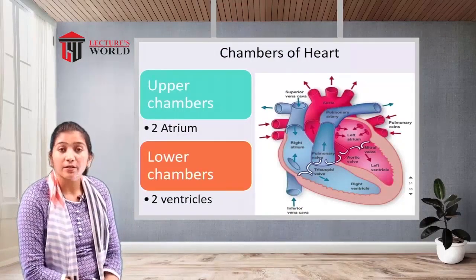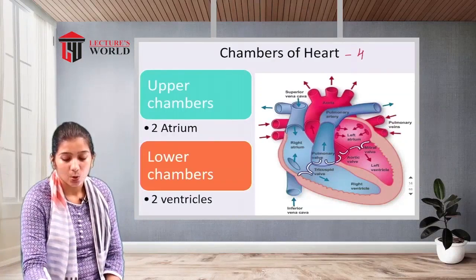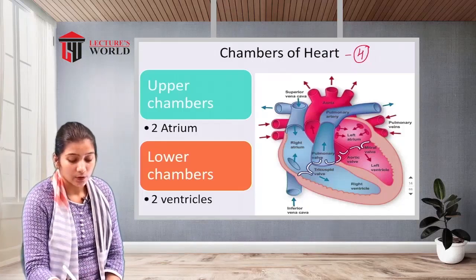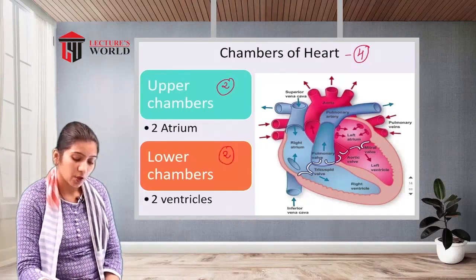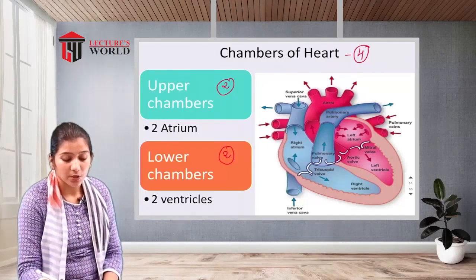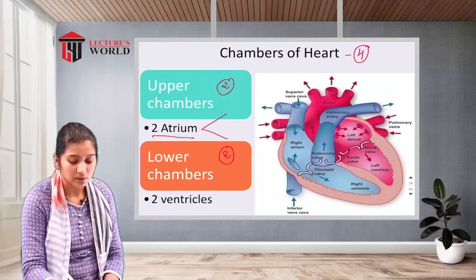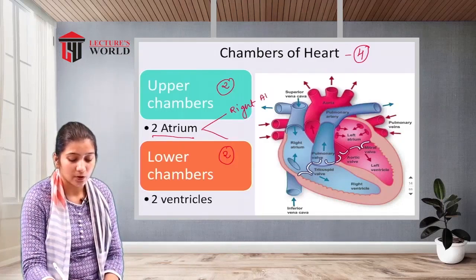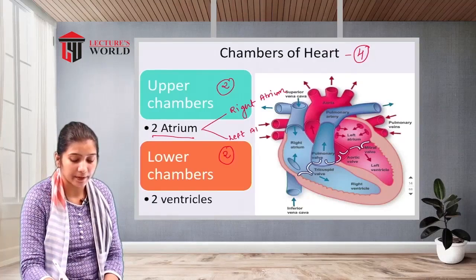The next topic is the chambers of the heart. So there are 4 chambers in the heart, 2 upper chambers and 2 lower chambers. The upper chambers are the 2 atria. The right side is known as the right atrium, and the left side of the heart is known as the left atrium.